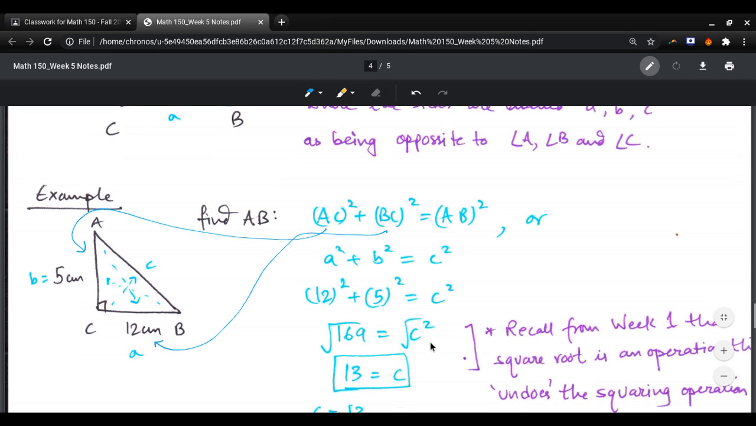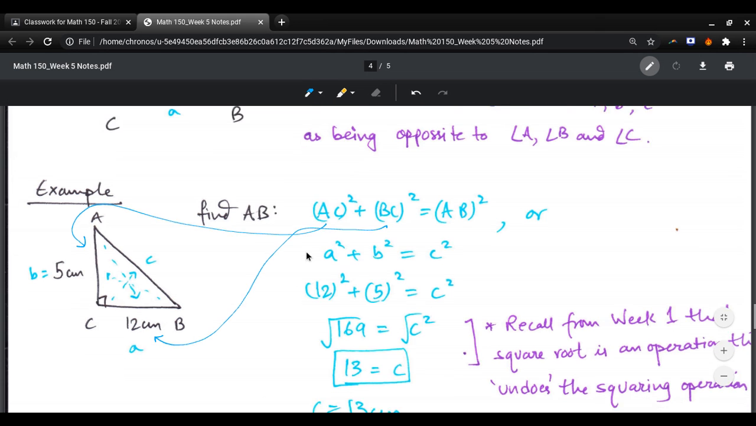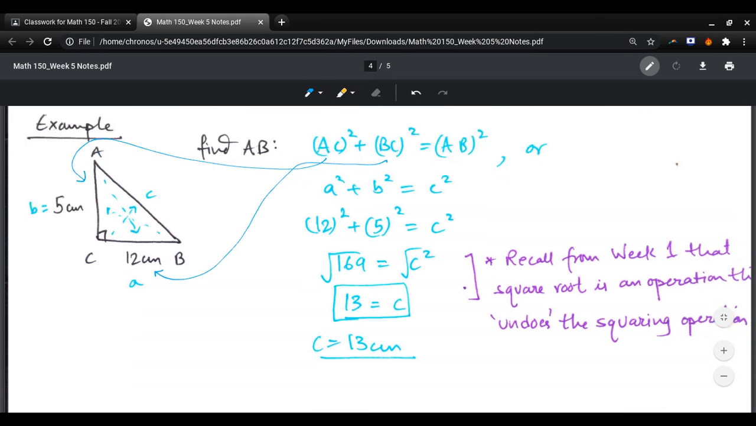Or I solve this, and to get rid of the square, remember from week 1, we learned about the square root as an operation that undoes the squaring operation. Right, so we take a square root and we get c equals 13 centimeters.